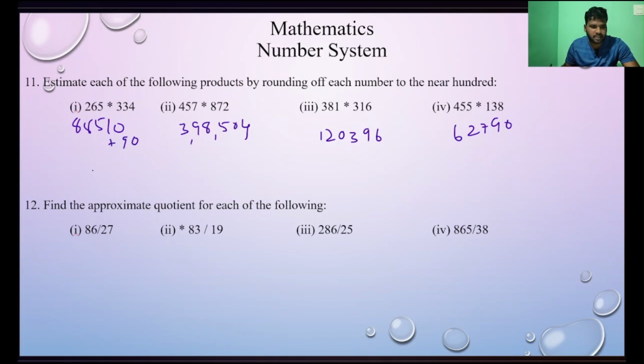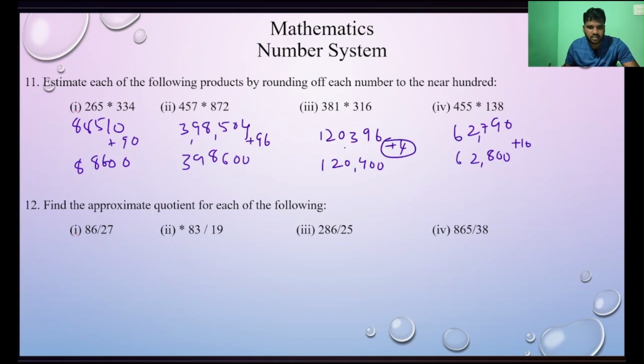He is asking to find the nearest 100, which means we have to add plus 90 here. You will get 88,600. Okay, now here 3,98,000 plus 96, if you add, you will get 600 here. Now similarly, if you add 4, 1,20,400, you will get it by adding plus 4. 62,800 means how much do you need? 10 only. Okay, 04. So which is the answer? Plus 4. So this is the answer which is the very least.